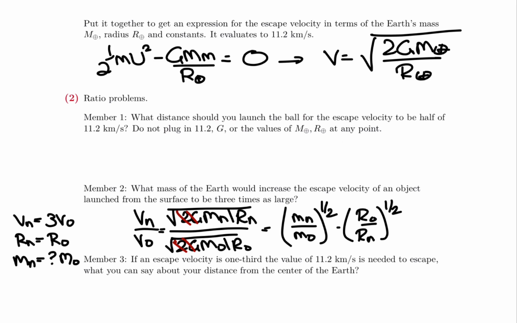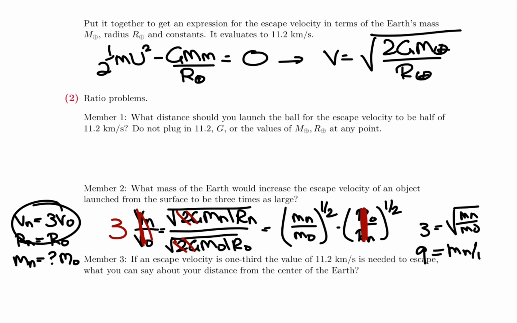The radii are said to be the same, so this ratio is just 1. That's simple. This ratio is 3, so that's replaced with just 3, again based on what we've written here. So then this says 3 equals the square root of new mass over old mass. Again, we can't forget the fact there's a square root. So 9 is the new over the old, or the new is 9 times the old.